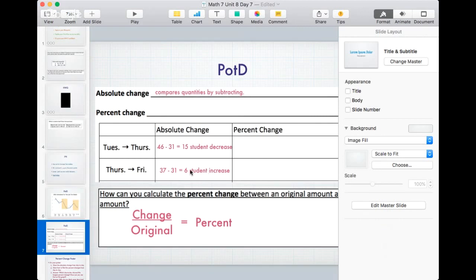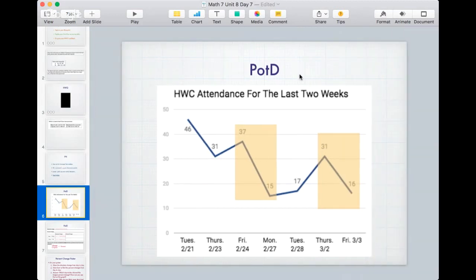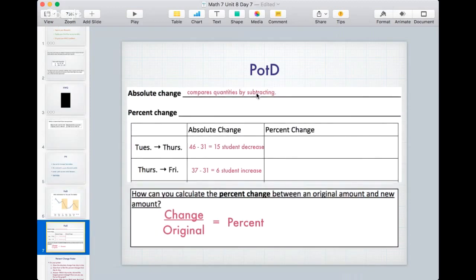But if we don't know as much about where we started, then it can be hard to compare actually how big was this in terms of where we began. So if we want to really accurately compare, we need to think about percent change. And percent change compares the change between two quantities to the original quantity.